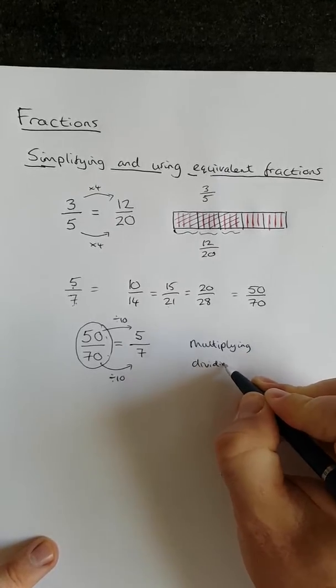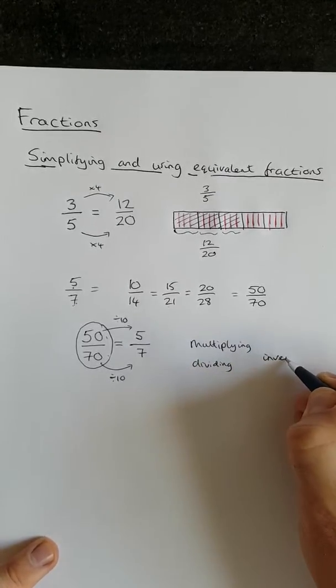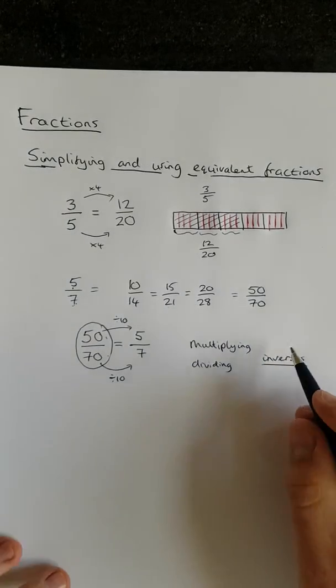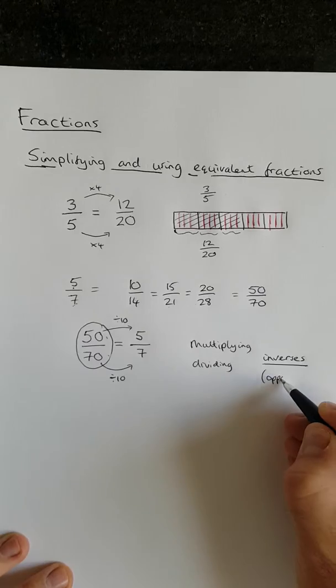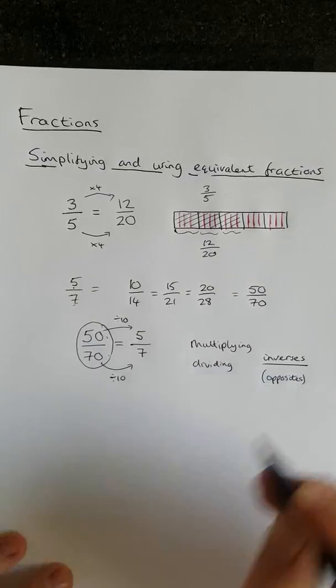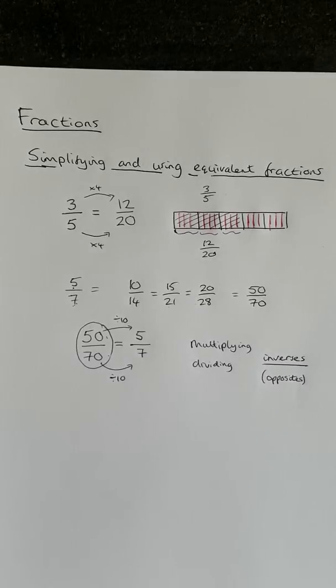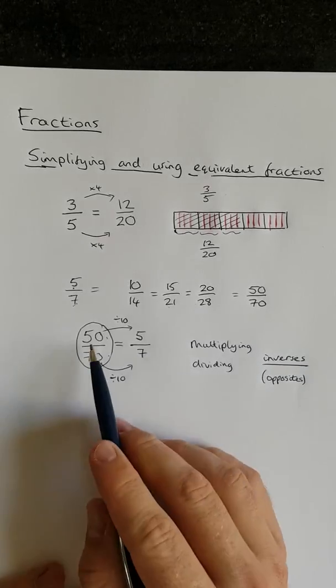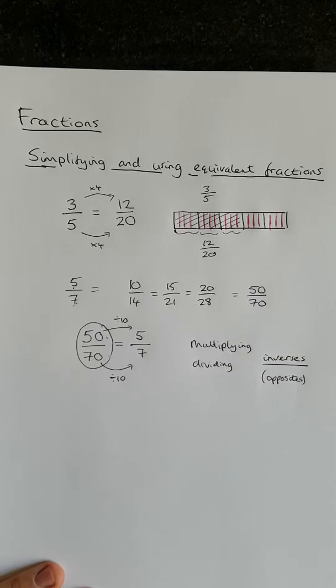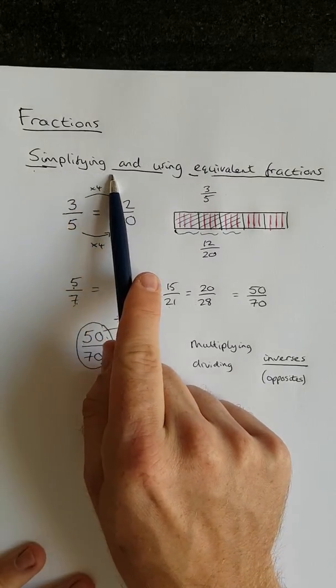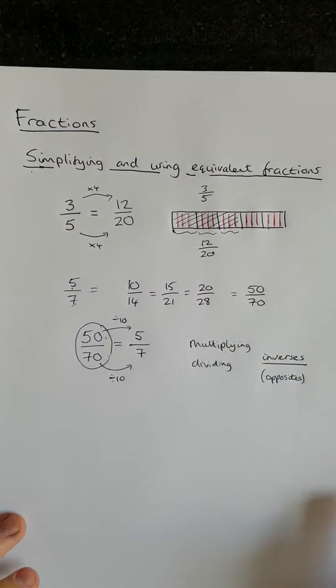Because multiplying and dividing are what we call inverses. The word that sometimes you'll hear is opposites. So they go together as a pair, multiplying and dividing. Now, this process here of making the numbers smaller, of making them simpler, of simplifying, is much more useful than making the numbers larger.